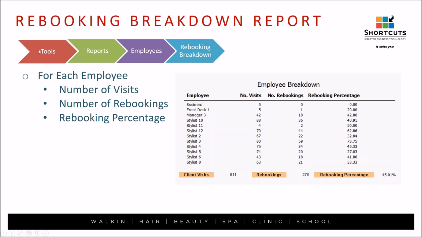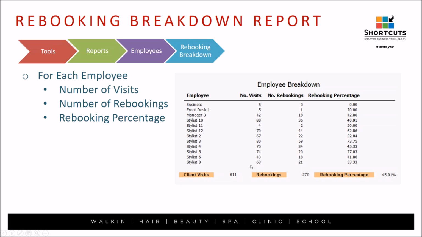Again, this is found in your reports area. The selection that you would need to take would be tools, reports, and then employees is the category that you will select to look under, and then you'll find the report rebooking breakdown. For each employee, it's going to show you the number of client visits, the number of rebookings, and also the rebooking percentage.